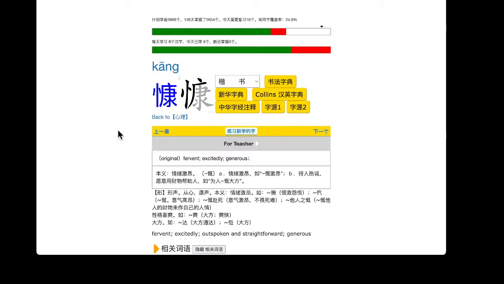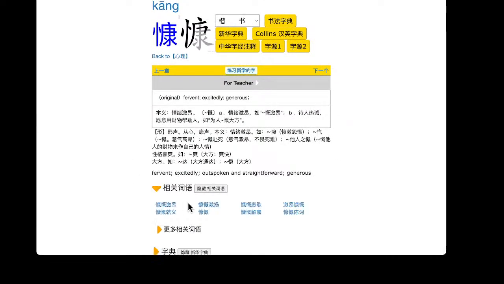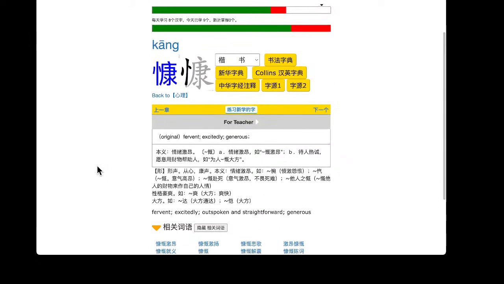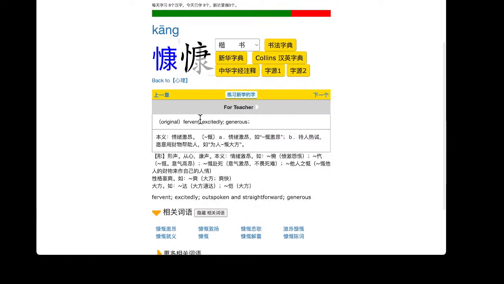Now, this one is mostly in a two-character word called 慷慨. Now, 慷慨 means generous. So this is the modern Chinese, that's the most common meaning. Now, 慷慨 also has another meaning, which is basically fervent, excited. So that meaning is still there. So there's basically two meanings. And then this character usually does not get used alone.